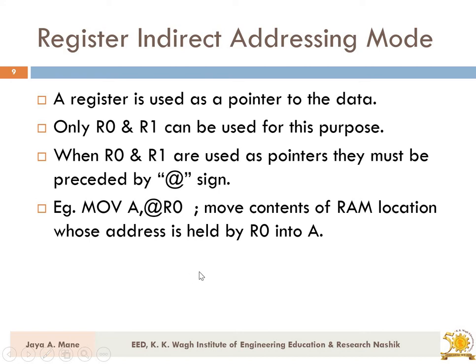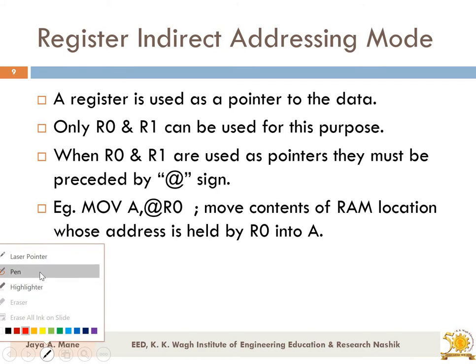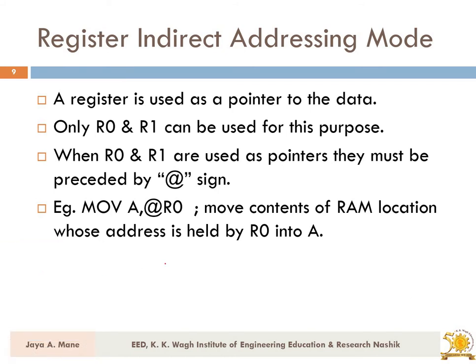Alright, so r0 has a value. Suppose r0 has the value 40h in it. When you say @r0, what does that mean? This 40h is pointing to some address. That means this 40h is not the data, it is the address at which a number is stored.